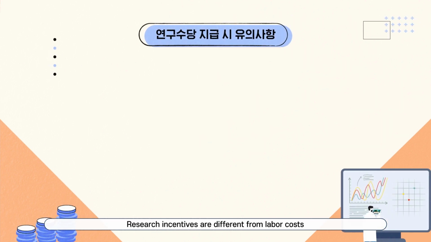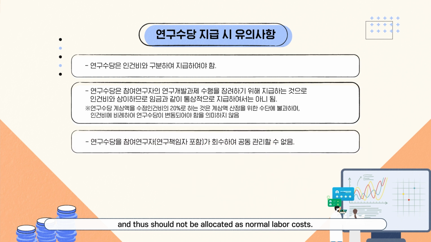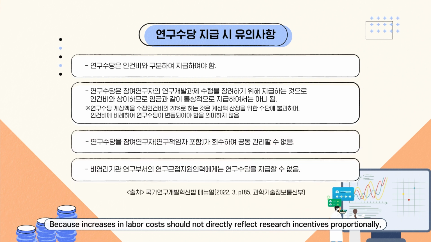Research incentives are different from labor costs and thus should not be allocated as normal labor costs. Because increases in labor costs should not directly reflect research incentives proportionally, a more flexible approach is required when dispersing research incentives.